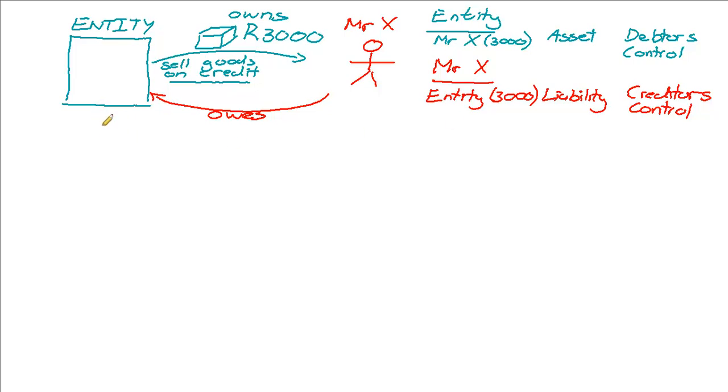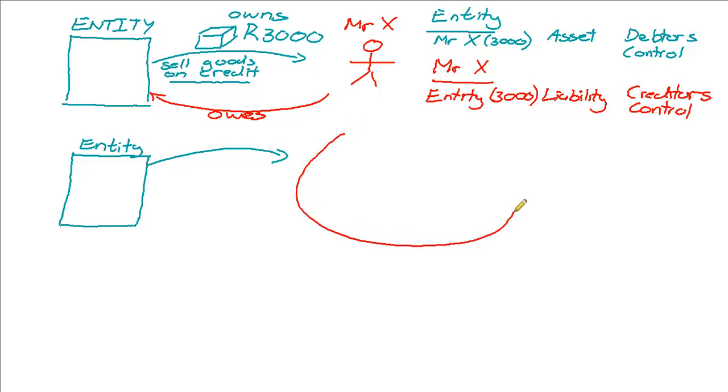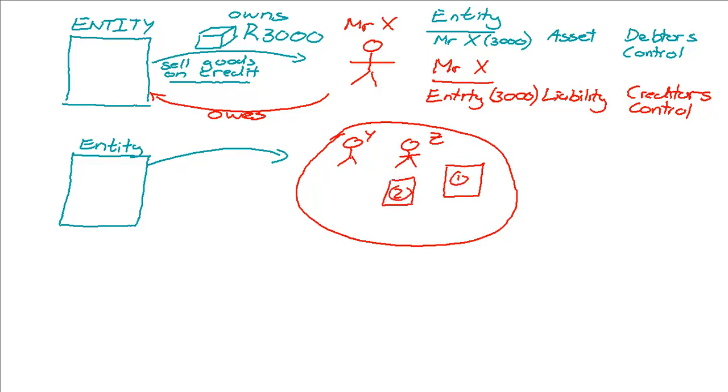Now our entity may have many such debtors as Mr. X. So let's draw the scenario here. Got our entity and they own many such debtors. So let's just put all our debtors here in one big group. So inside here is Mr. Y, Mr. Z, and we've got another business in here, number 1. We've got another business in here, number 2. And in here as well, we've got Mr.